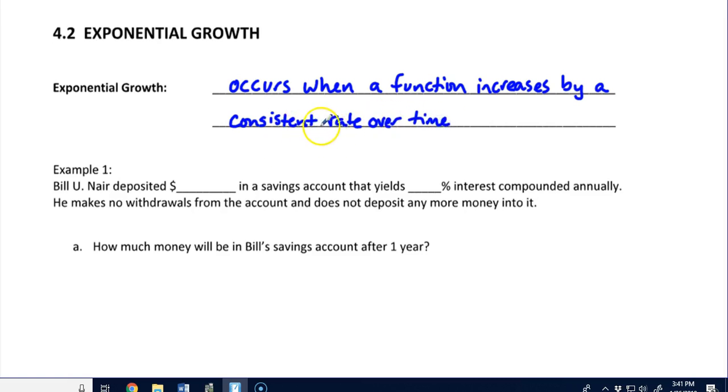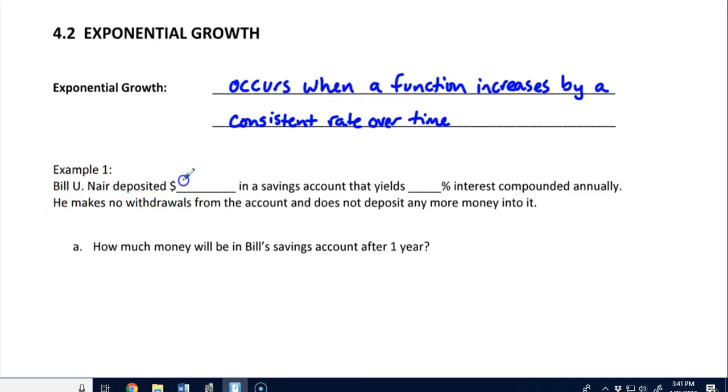Again, not a consistent amount. We're not adding on the same amount every year or every time period. We're multiplying by a particular rate, but that rate is constant. That's exponential growth. So we've got this guy called Bill Unair, great name, right?